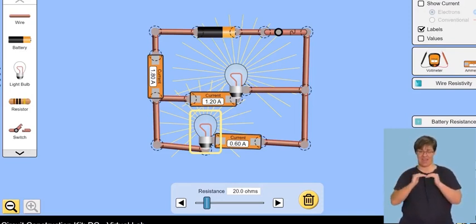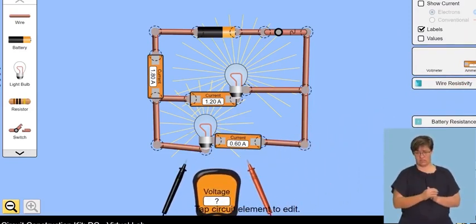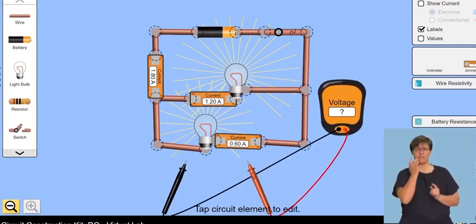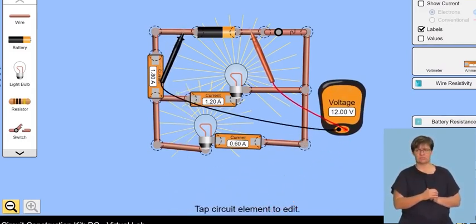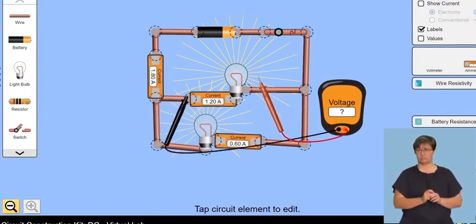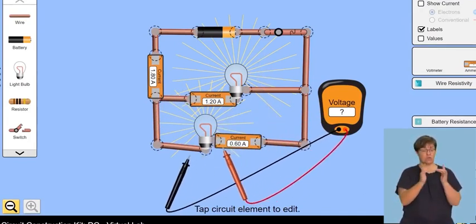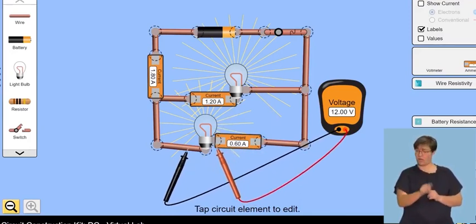But let's verify something regarding the voltage. So what is the voltage across the battery? The voltage across the battery, there it is, we've got 12 volts. That's the reading. So if we connect again the voltmeter across the light bulb, we still get 12 volts. Does that mean something? Yes, indeed. It means that even when we connect the voltmeter across R2, we still get 12 volts. So we get a sense that voltage remains constant in this parallel circuit.